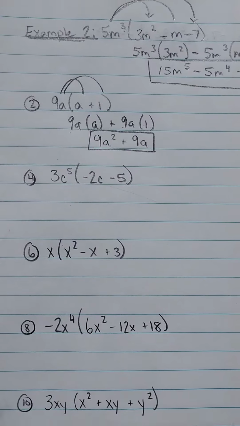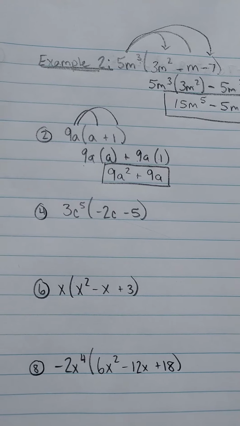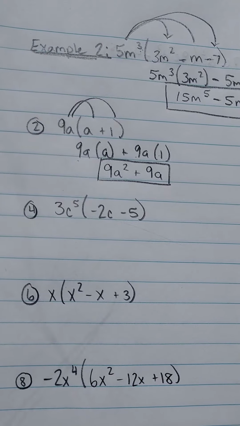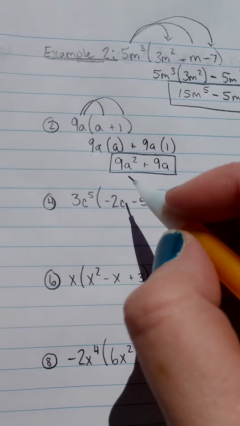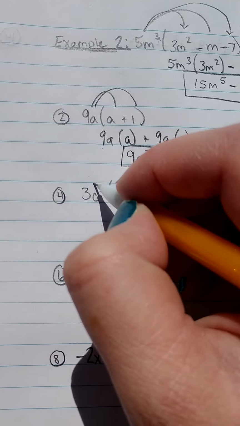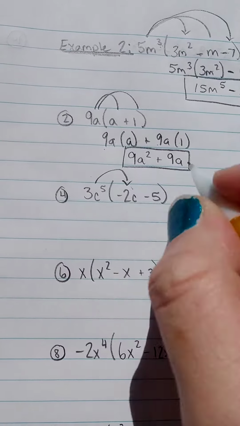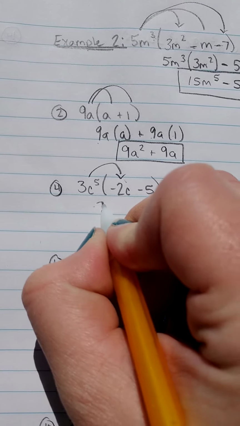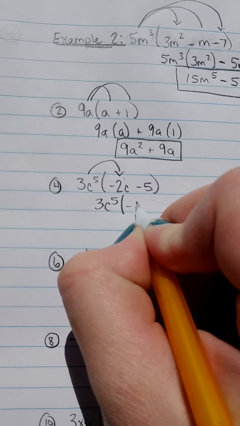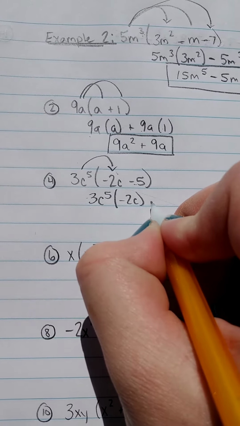All right. Number 4. You're back to having a positive that you're distributing. So 3c to the 5th times negative 2c. Bring down our minus sign.